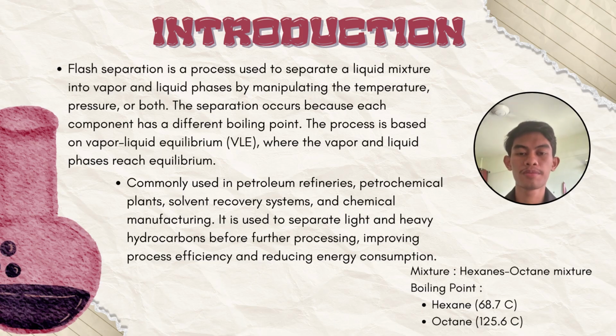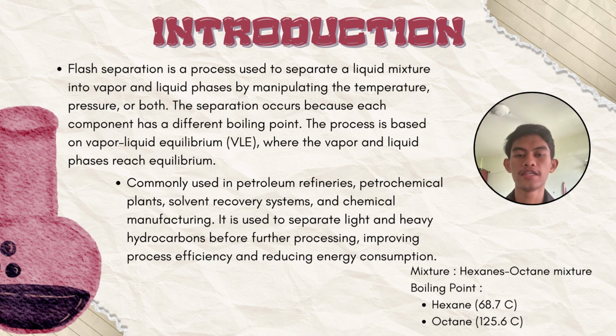So we start our presentation with the introduction. First, what is flash separation? Flash separation is a process used to separate a liquid mixture into vapor and liquid by changing the pressure and temperature of both. During this process, the more volatile component changes into vapor, while the less volatile component remains as liquid. This separation is based on the principle of vapor-liquid equilibrium, or VLE.